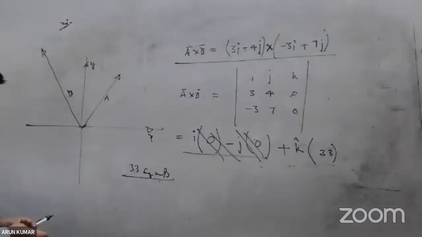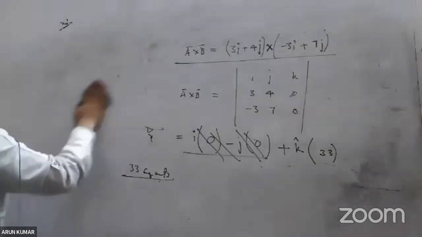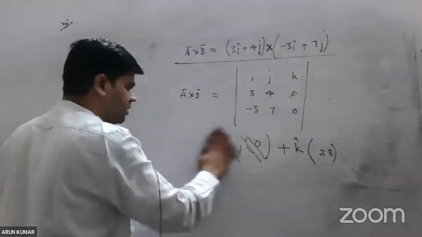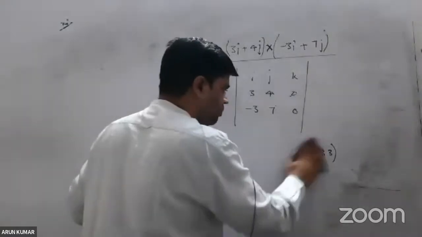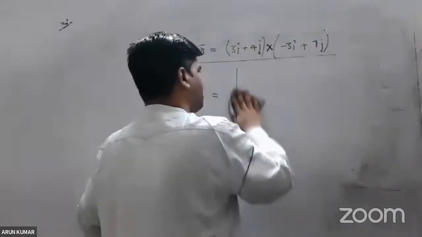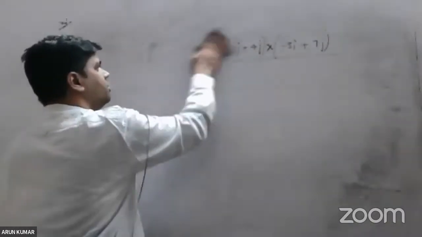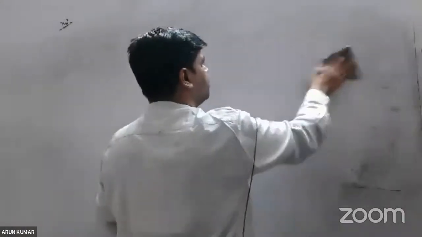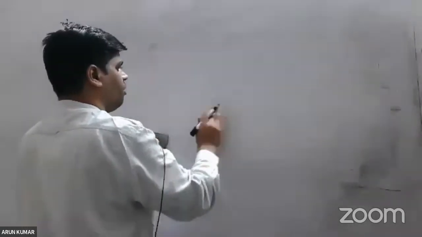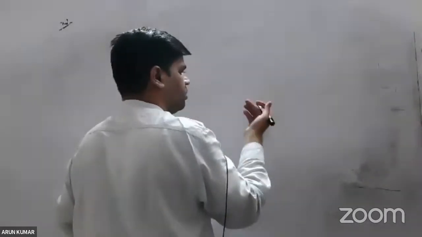Okay. Now the moment you see two vectors are perpendicular, what should come to your mind is dot product is 0 because cos 90 is 0. And the moment you see two vectors are parallel, what should come to your mind is cross product is 0 because sine 0 is 0.